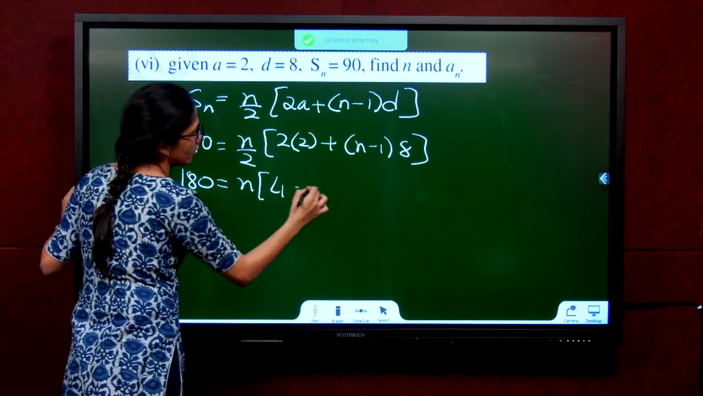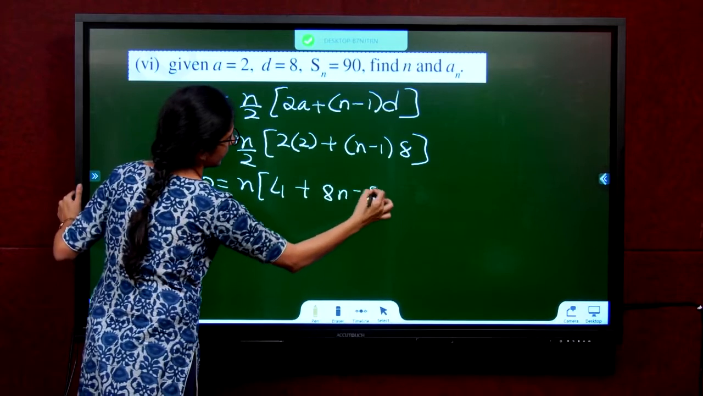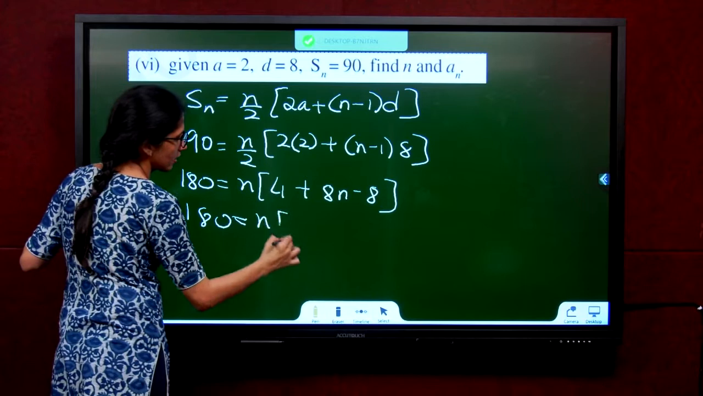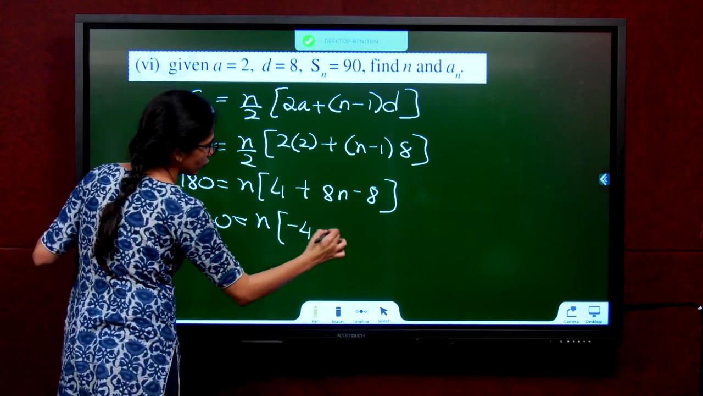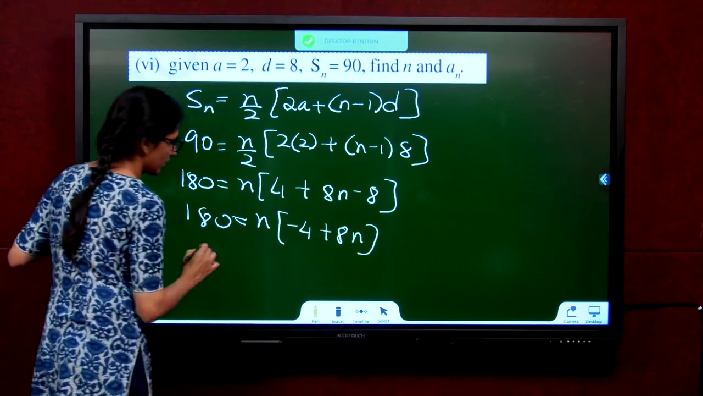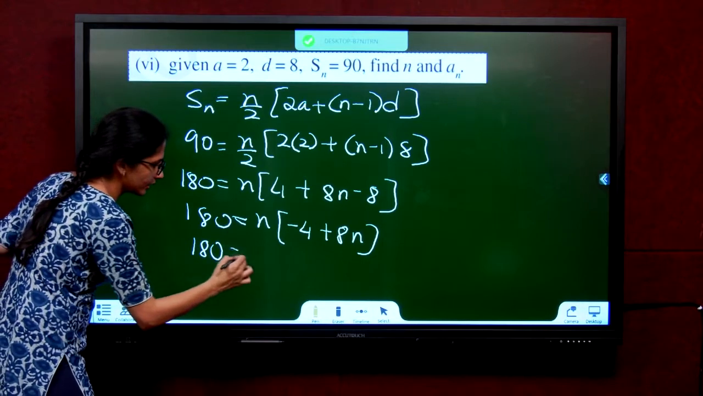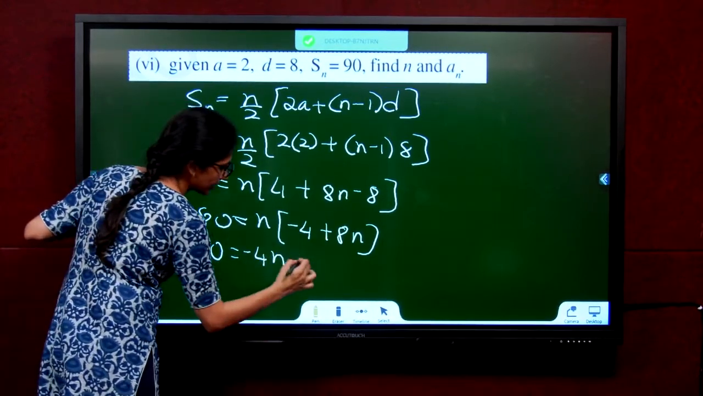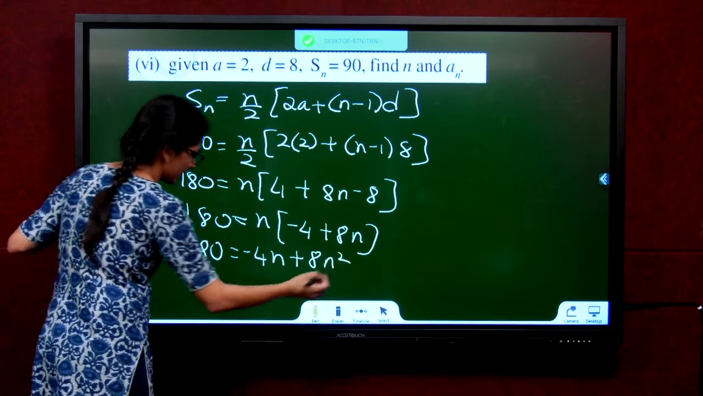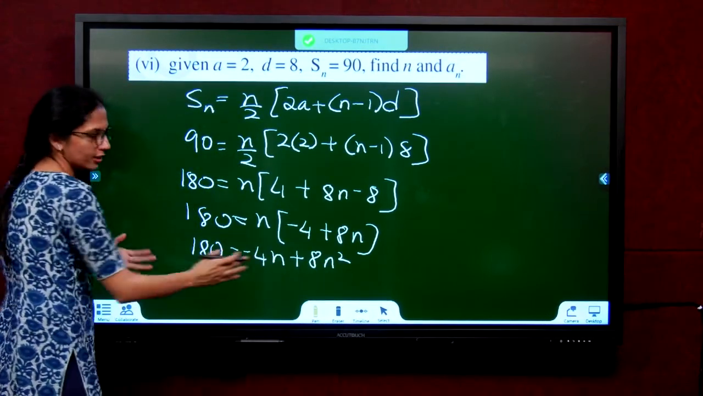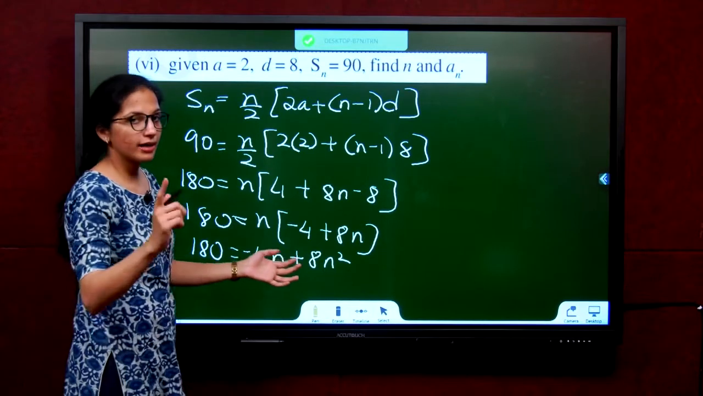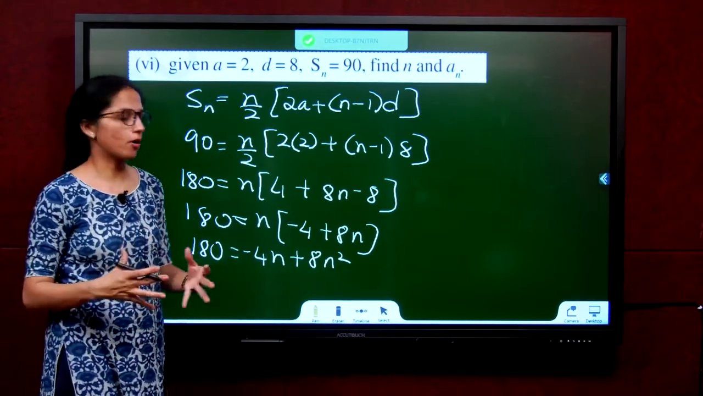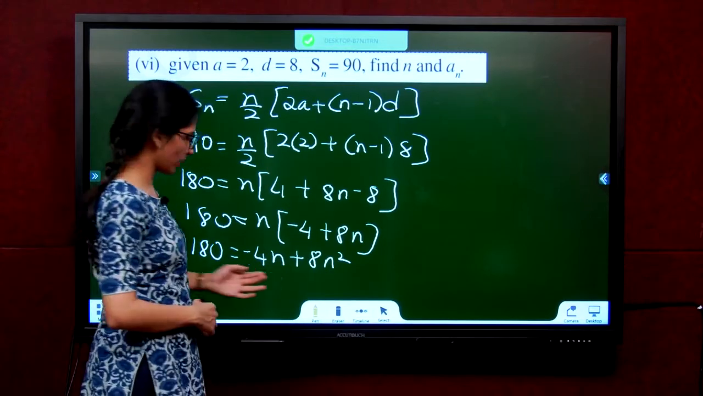2 2s are 4 plus 8n minus 8. 180 is equal to n. 4 minus 8 minus 4 plus 8n. Open brackets. 180 is equal to n into minus 4 minus 4n. n into this plus 8n square. You can bring everything here or send everything there. Quadratic equation will come because it's a square. I always want my square term to be positive, so I will keep everything here and shift 180 this side.